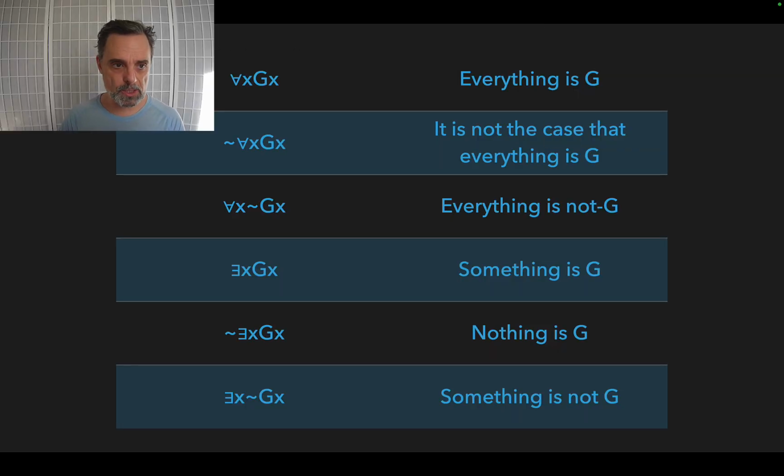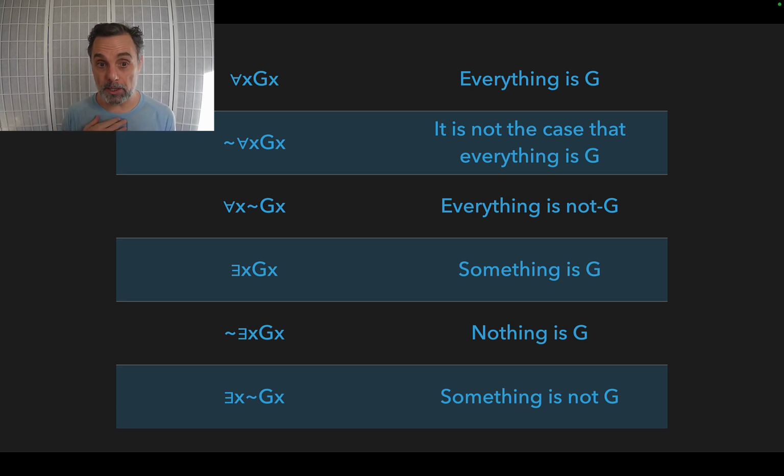So here are all 6 of those sentences. 2 of them, the first one and the fourth, we already know. Everything is green and something is green. But the other 4 are new. So the second one, not for all x gx, that denies everything is g. It says it is not the case that everything is green. So is absolutely everything in the world green? No, at least one thing isn't. So that says the same thing actually as the very bottom one. It says something is not g.